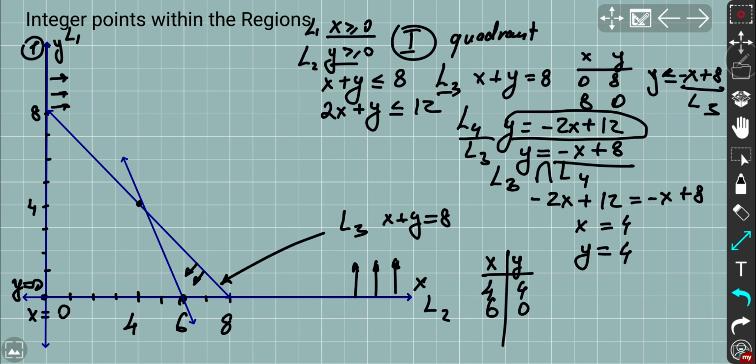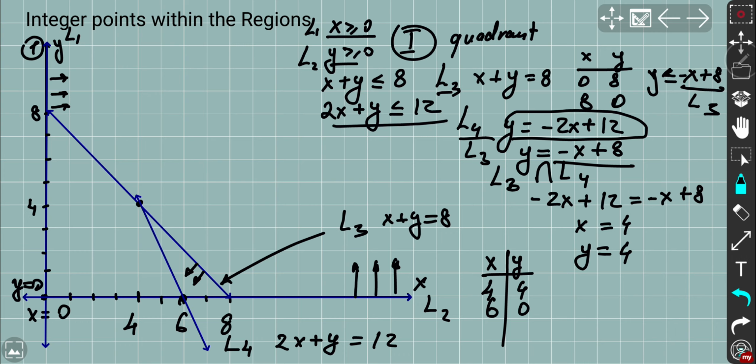Let me try, not so accurately, sorry. I'm just trying to put this line right like that, okay? So this is the line that goes through the points, and the equation for that line, which is L4, is 2x plus y equals 12.